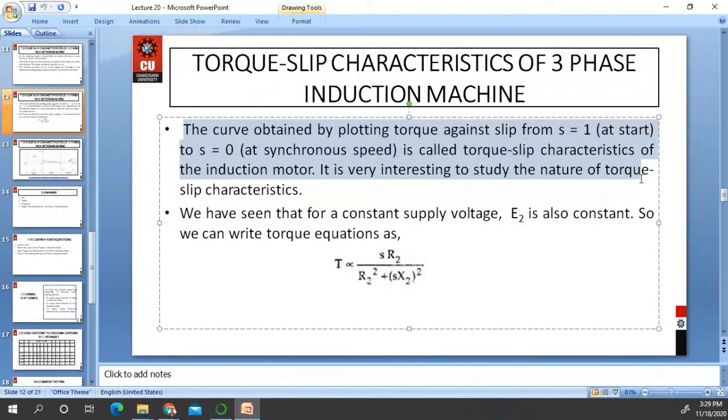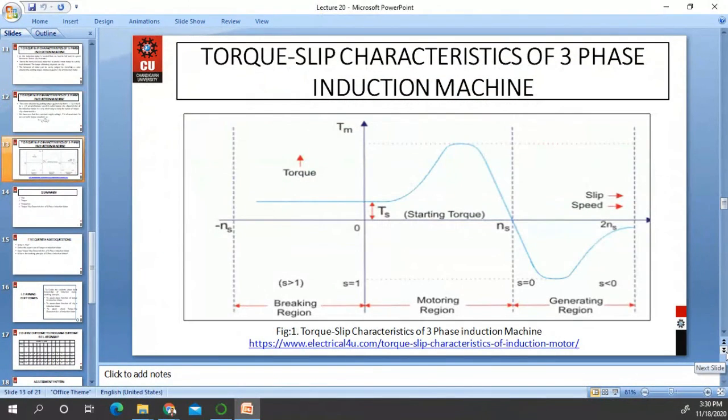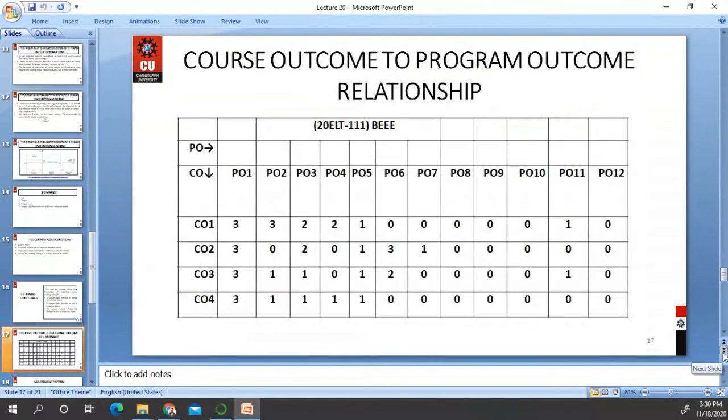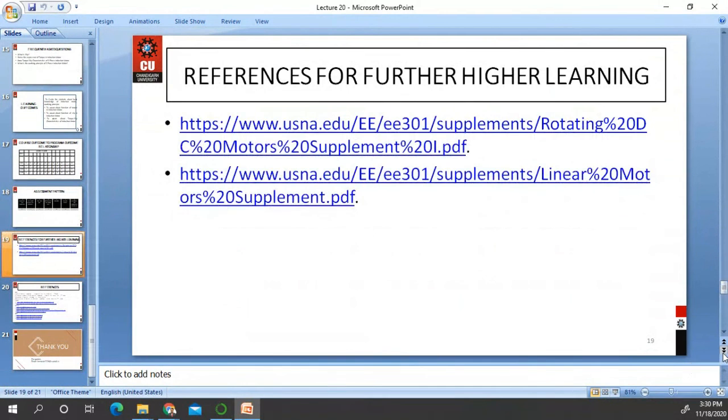It is very interesting to study the nature of the torque slip characteristics. We have seen that with a constant supply voltage, E2 is also constant, so we can write the torque equation as this one: torque is directly proportional to S R2 divided by R2 squared plus (S X2) whole squared. We will cover all these points in the next session. Only 1 minute is left. We will cover the torque slip characteristics in the next session. Clear? Any doubt till now?